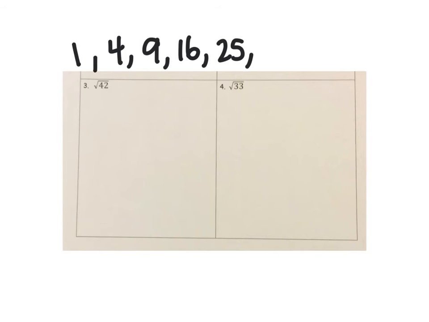So at this point, I would like you to pause the video and try to first figure out which 2 perfect squares 42 and 33 fall between, and then restart the video so you can see if you're correct. I would start by listing your perfect squares. 1 squared is 1, 2 squared is 4, 3 squared is 9, 4 squared is 16, 5 times 5 is 25, 6 times 6 is 36, 7 times 7 is 49. So that should be enough to get you started.